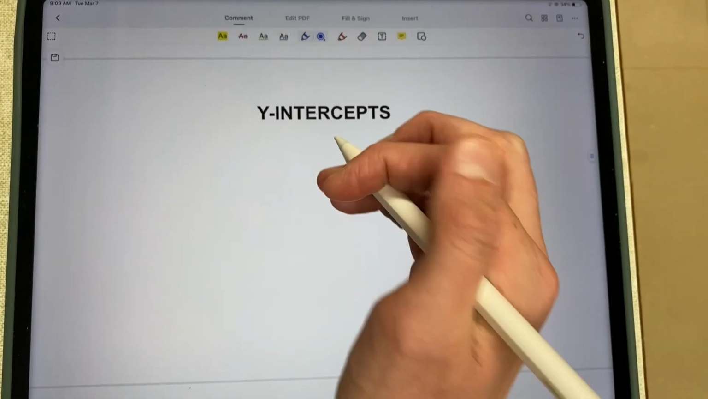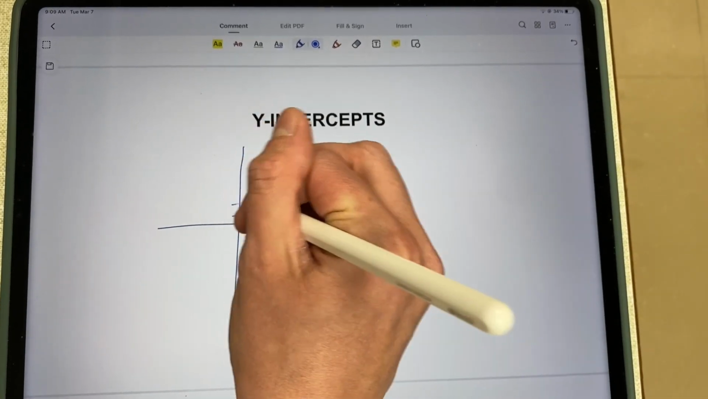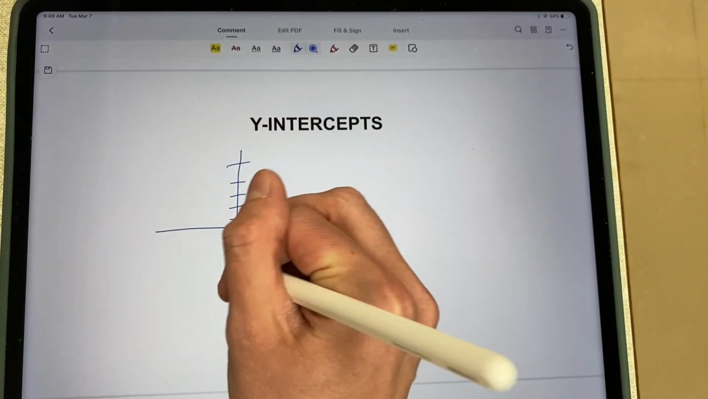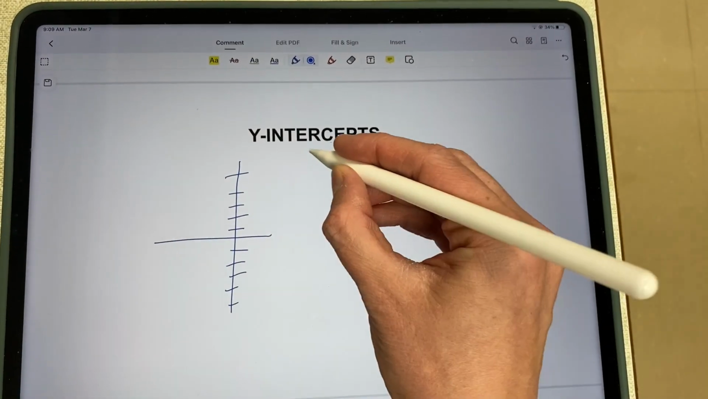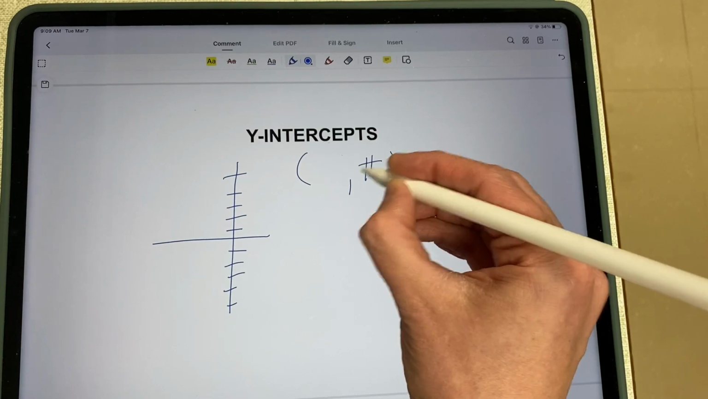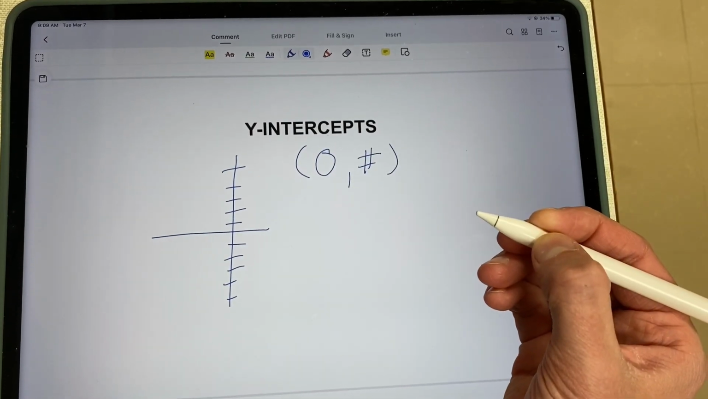A y-intercept. What is a y-intercept? It is where it crosses on the y-axis. So 1, 2, 3, 4, 5, 1, 2, 3, 4, 5. Wherever it crosses on here, that goes in the y spot right here. X has to be 0.